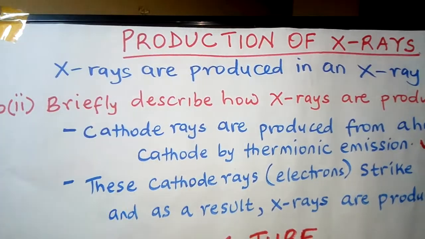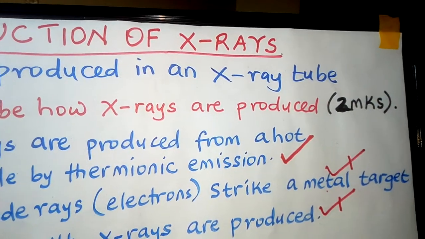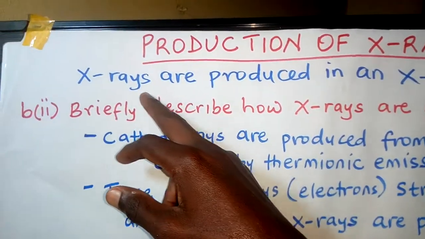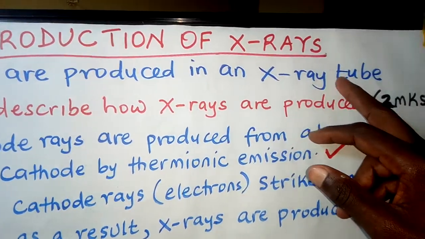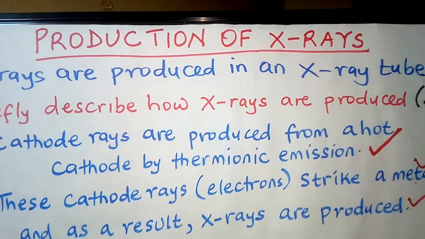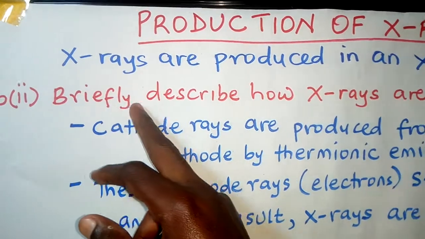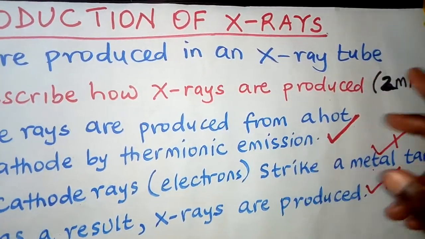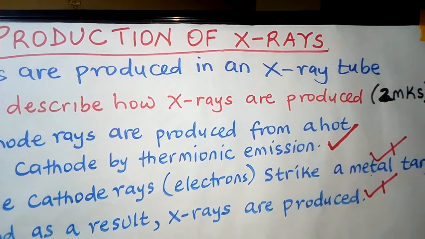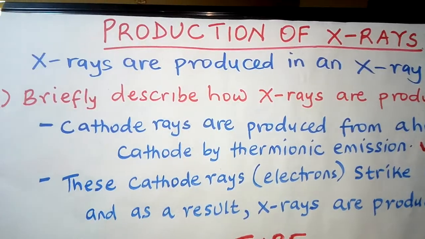How are X-rays produced? X-rays are produced in a machine called an X-ray tube. As we have stated here, X-rays are produced in an X-ray tube. So how does an X-ray tube look like? We shall look at that later, but let's first look at this question. Briefly describe how X-rays are produced. Briefly describe. That means you may not need the diagram of an X-ray tube, but briefly tell us. You can see even the marks are just a few. Briefly. So how are X-rays produced?